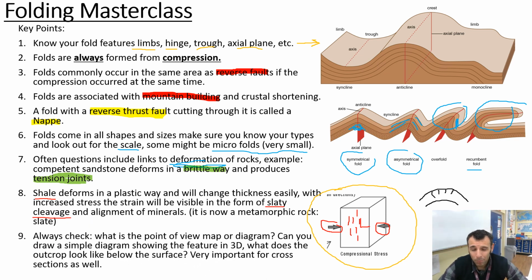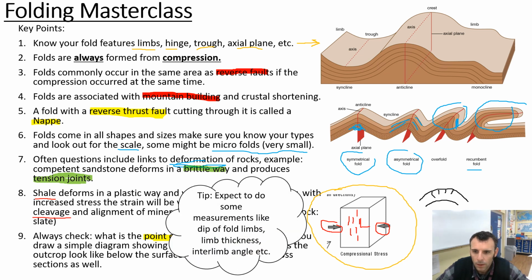Always check, is it a map, is it a diagram? I've said it before lots of times. They are absolutely key if you are looking at folds. They're so important because they can really confuse you. Can you start to think about what it looks like in three dimensions? That feature in 3D is going to be very important. So what is it going to look like from a different point of view? You've all done cross sections as well, so that's going to be absolutely essential for those bits.